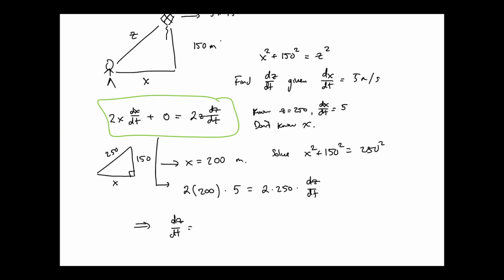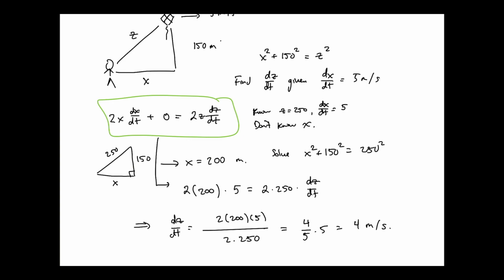Okay, so then we just have to divide everything out. The 2's cancel, and 200 over 250 is 4 over 5. So this would be 4/5 times 5, or 4 meters per second. Hopefully I did the arithmetic correctly. So look good? Does 4 meters a second sound reasonable?